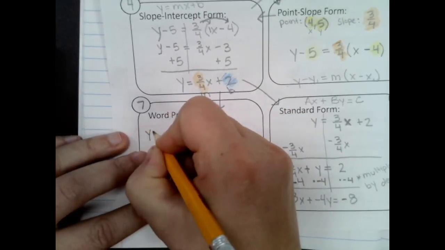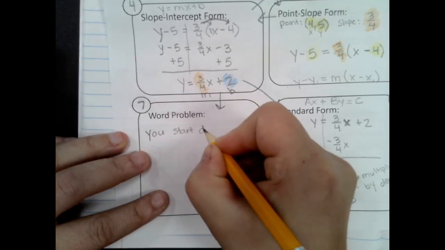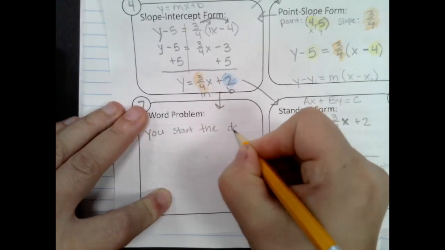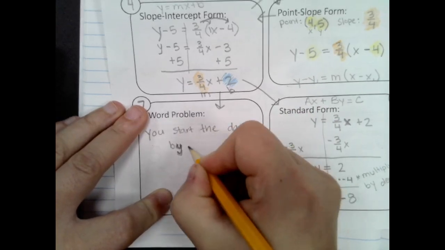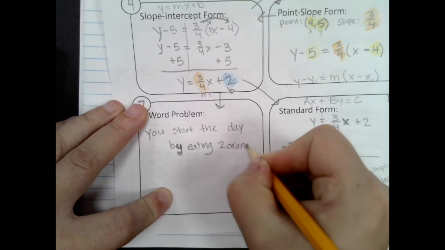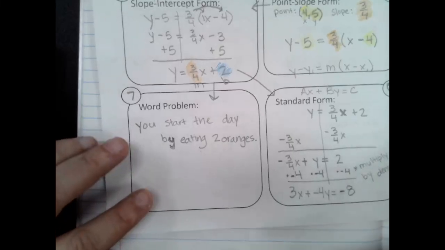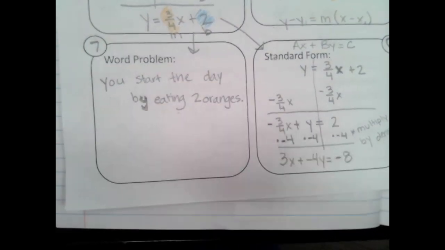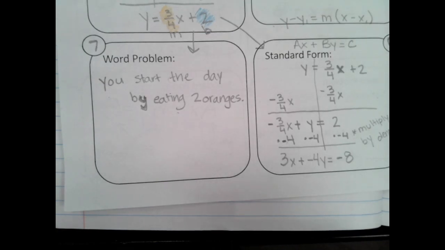Okay, so you start the day by eating 2 oranges. Okay, you write that. I'm going oranges. Start the day by eating 2 oranges. You're real hungry. Now, is the amount of oranges we're eating going to increase or decrease as we go throughout the day? What does our line look like? Increase. How much is it increasing by? What is our slope? How does it change?